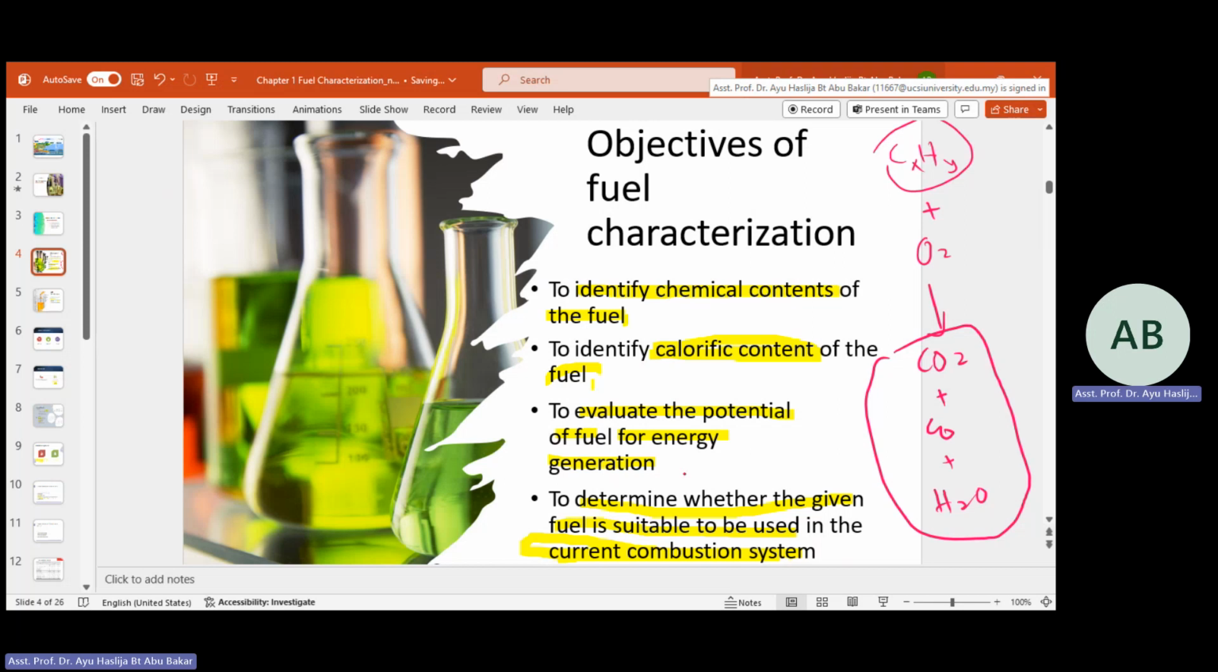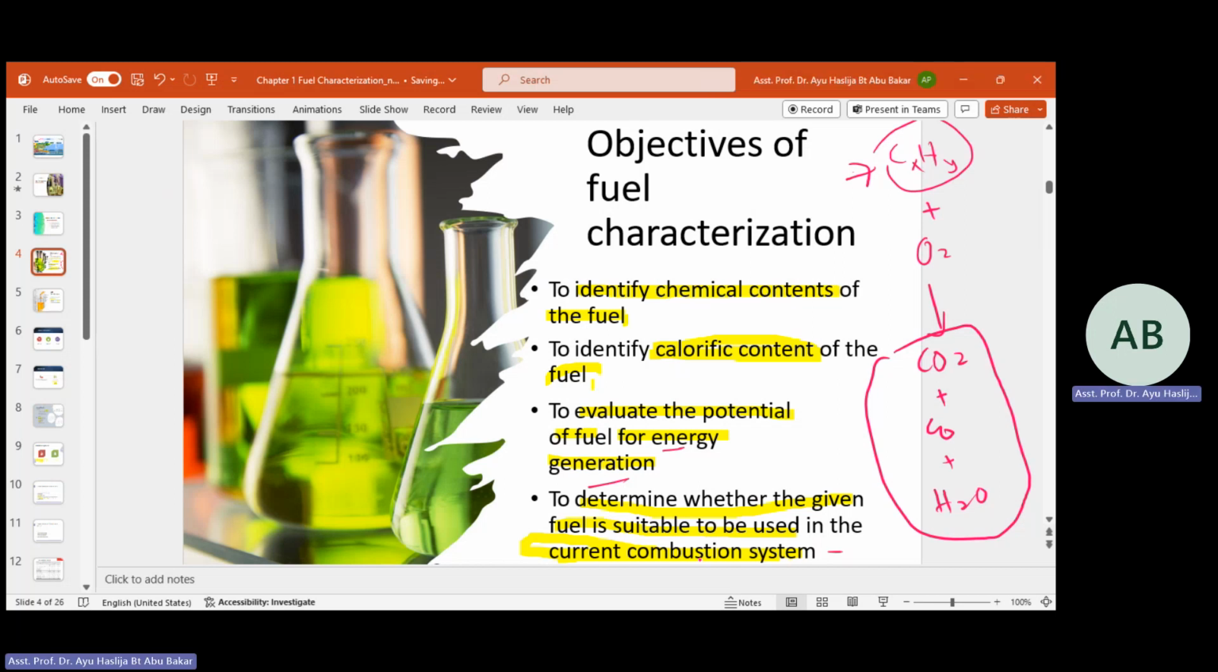Then to identify the calorific content of the fuel. From the elements, you will know how much energy can be produced. Like when you look at the thermodynamic tables, there is the calorific value, how much energy it will produce. So that is the objective of fuel analysis, and then to evaluate the potential of fuel for energy generation. Then to determine whether the given fuel is suitable to be used in the current combustion system.